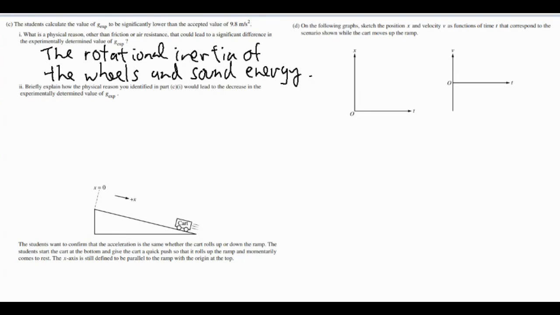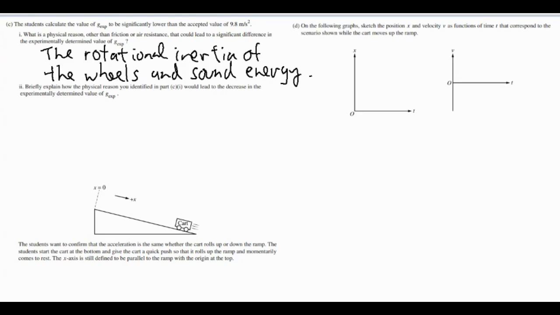Briefly explain how the physical reason you identified in part C would lead to a decrease in experimentally determined value of g. So the g value is responsible for the acceleration and the velocity of it. So basically anything that sort of slows it down. So I would just say that that rotational inertia takes up some of the total energy value, and then same thing with the sound, and then therefore leaves less kinetic energy for the cart itself.